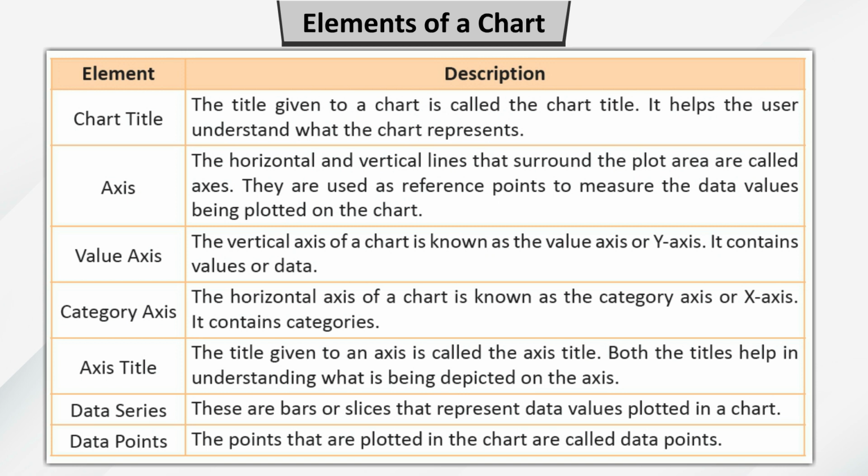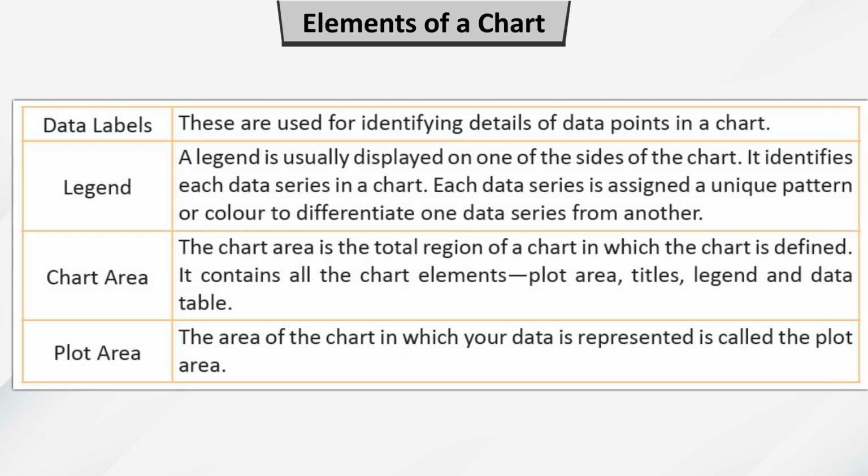Data series: these are bars or slices that represent data values plotted in a chart. Data points: the points that are plotted in the chart are called data points. Data labels: these are used for identifying details of data points in a chart. Legend: a legend is usually displayed on one of the sides of the chart. It identifies each data series in a chart. Each data series is assigned a unique pattern or color to differentiate one data series from another.